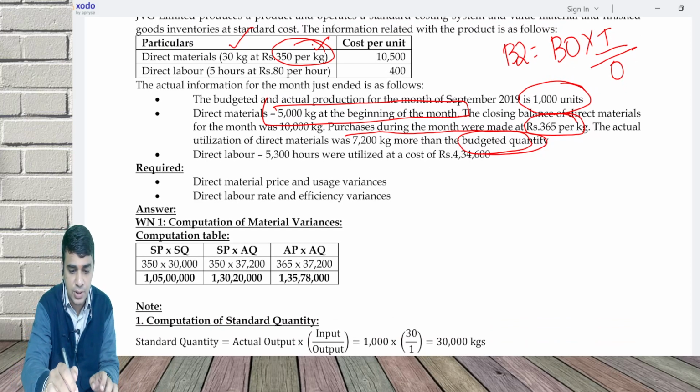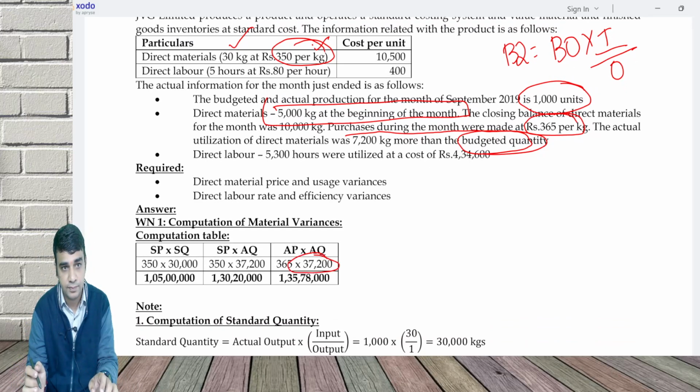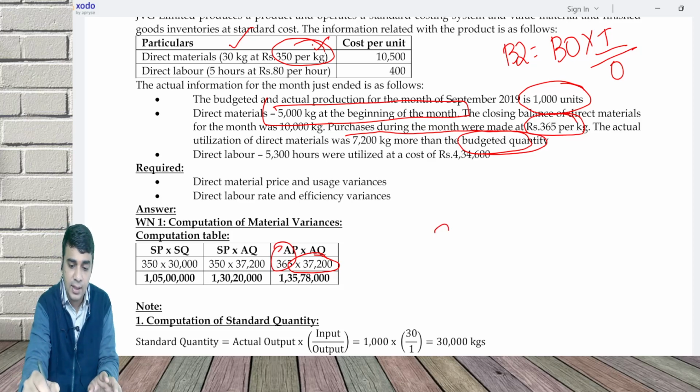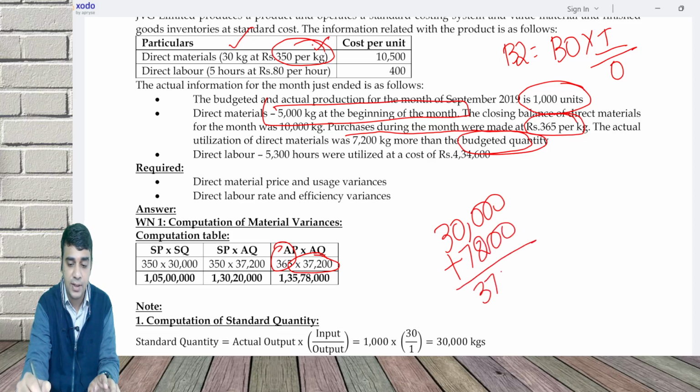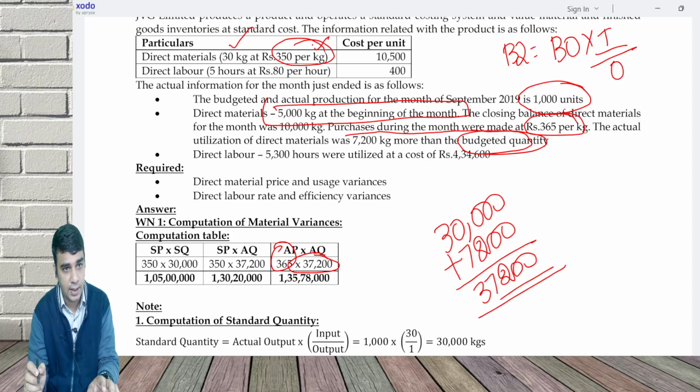To me the solution is wrong. I don't know, maybe ICI has followed this. 30,000 plus 7,200, so 37,200 is right. This 365 is wrong. Why? I'll explain. 30,000 is the standard quantity. Another 7,200 we have used. So 37,200. Any doubts on 37,200 first? 365 should not be for all 37,200.